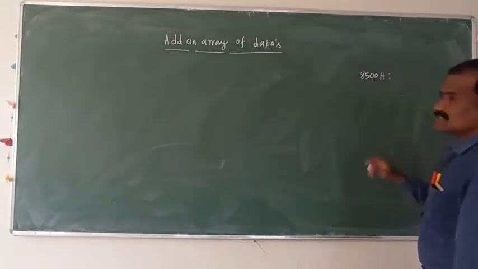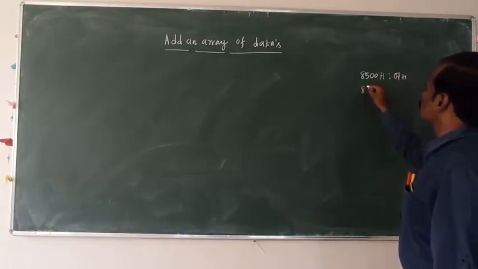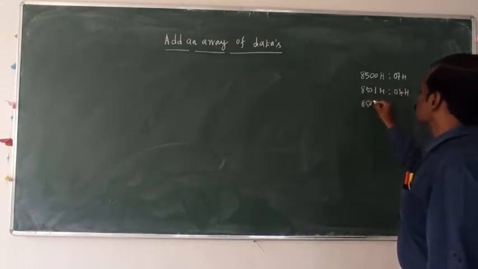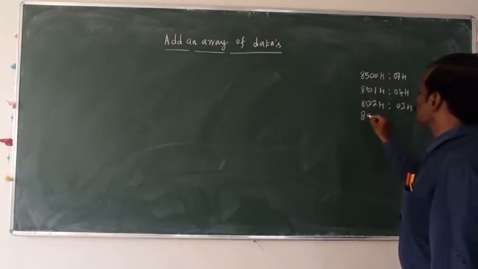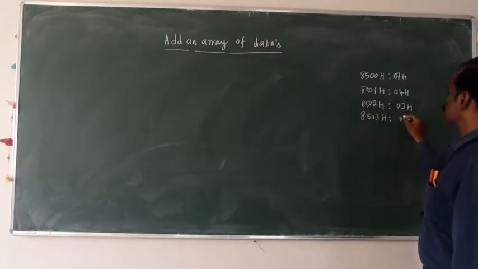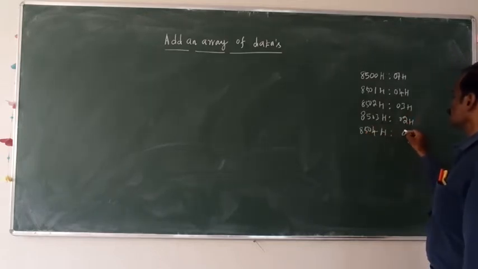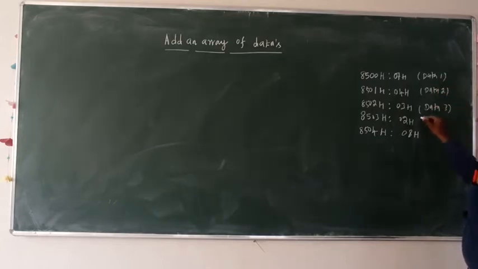Okay. Example: 8500H has 07 data. Next, 8501 has 04 data. Next, 8502 has 03 data. Next, 8503 has 02 data, and 8504 has 08 data. This is for data 1, data 2, data 3, and data 4, and data 5.